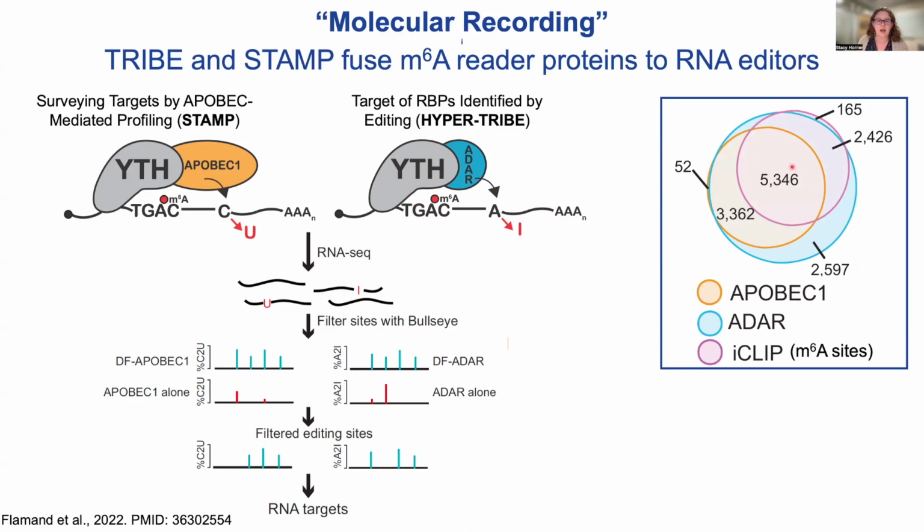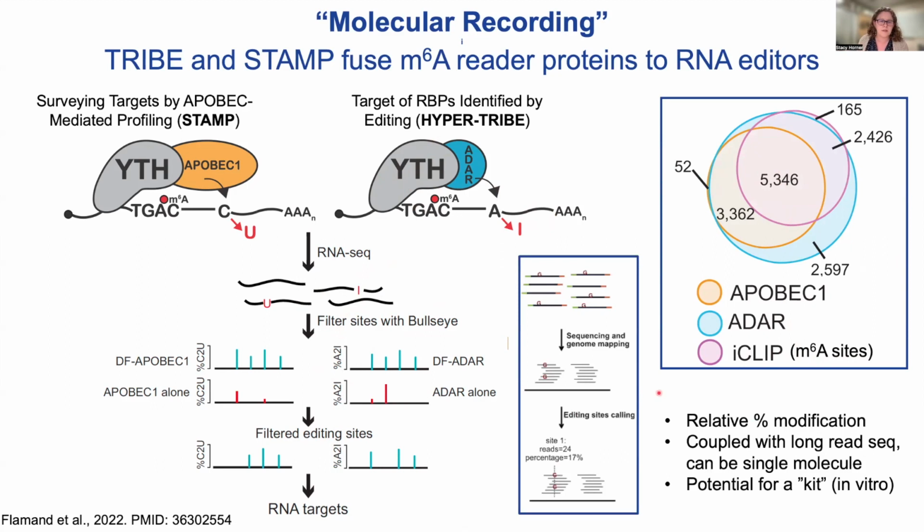But this figure from this paper looks pretty good, where if we look at known M6A sites and overlap them, there's pretty good overlap. Hopefully you can see this part. It's really small on my screen, but ultimately it does potentially give you single molecule, especially if you couple it with long read sequencing, like PacBio, or even Nanopore, just cDNA sequencing. It may be able to give you relative percent modification if you sequence deep enough.